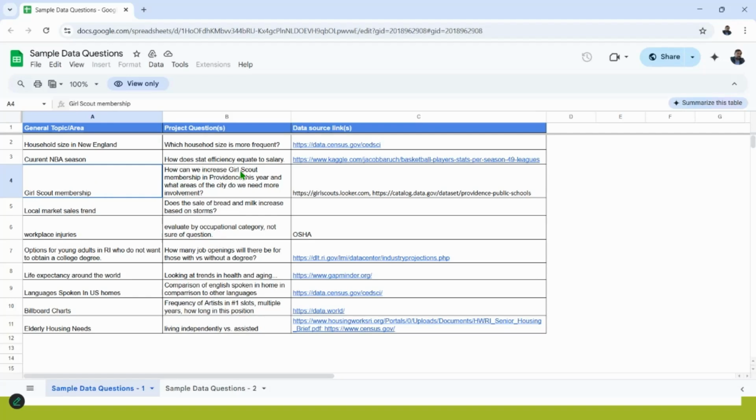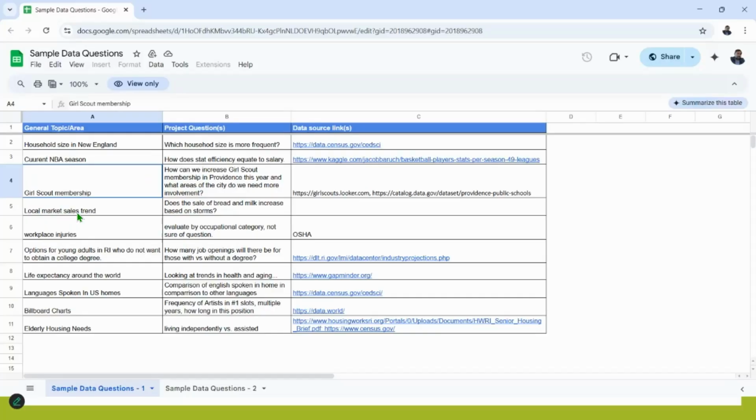How can we increase the Girl Scout membership in Providence this year, and what areas of the city need more involvement? She did this project and then handed it over to the Girl Scout team lead, so they're happy with her findings. Yeah, so this is practical. You did the project and you made some impact on society. We call these data for good projects, doing something for the community, helping them. But you need to get the permission first, right? Is it okay to do that? Maybe we can hide the personal data and then use it like that. So I remember this one.